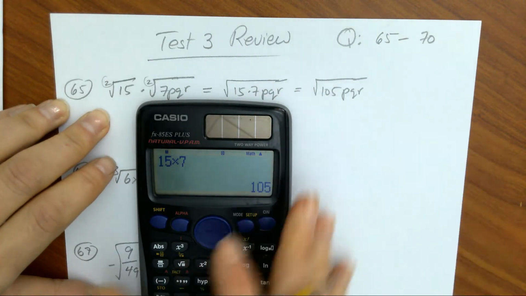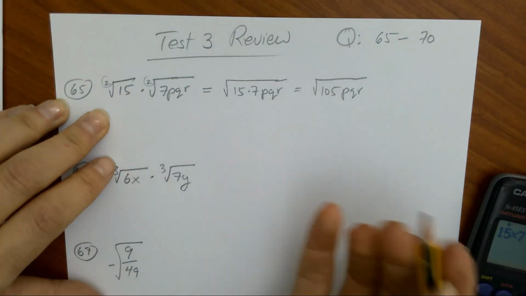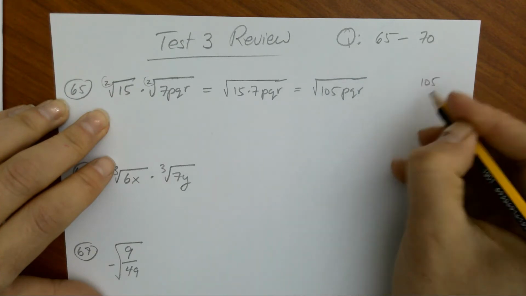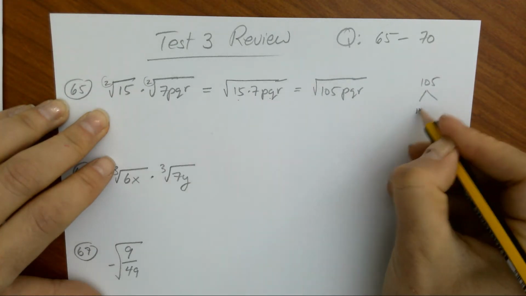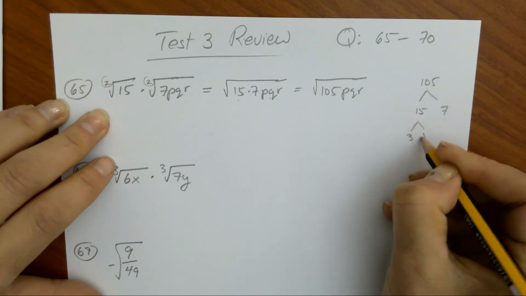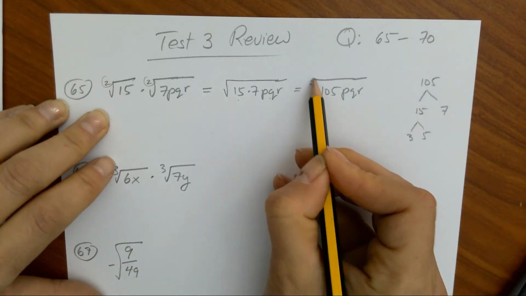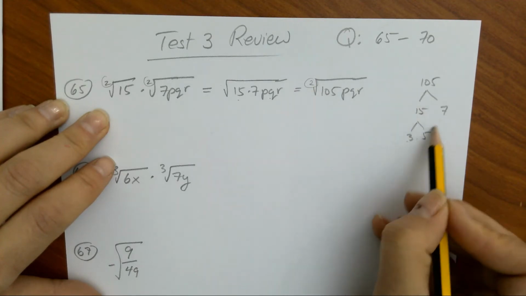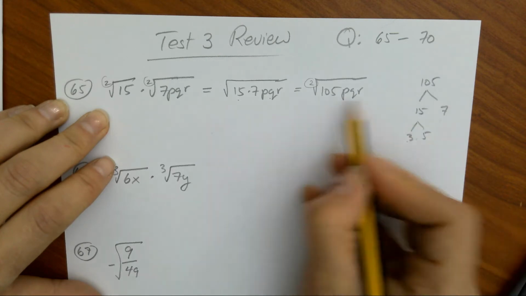And I want to say, can I take anything out? Well, 105 is 15 times 7. 15 is 3 times 5. I have to have groups of 2 to be able to take anything out, and there is no group of 2, so that's my final answer.